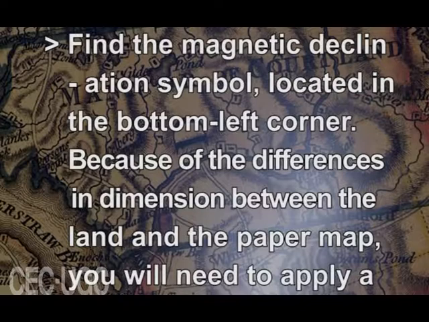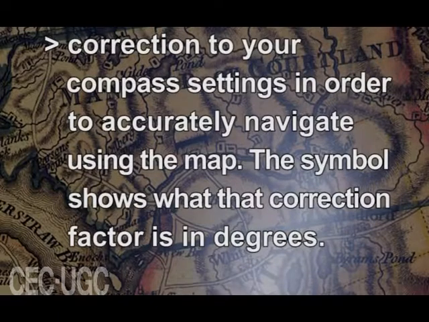You will find the magnetic declination symbol located in the bottom left corner. Because of the differences in dimension between the land and the paper map, you will need to apply a correction to your compass settings in order to accurately navigate using the map. The symbol shows what that correction factor is in degrees.